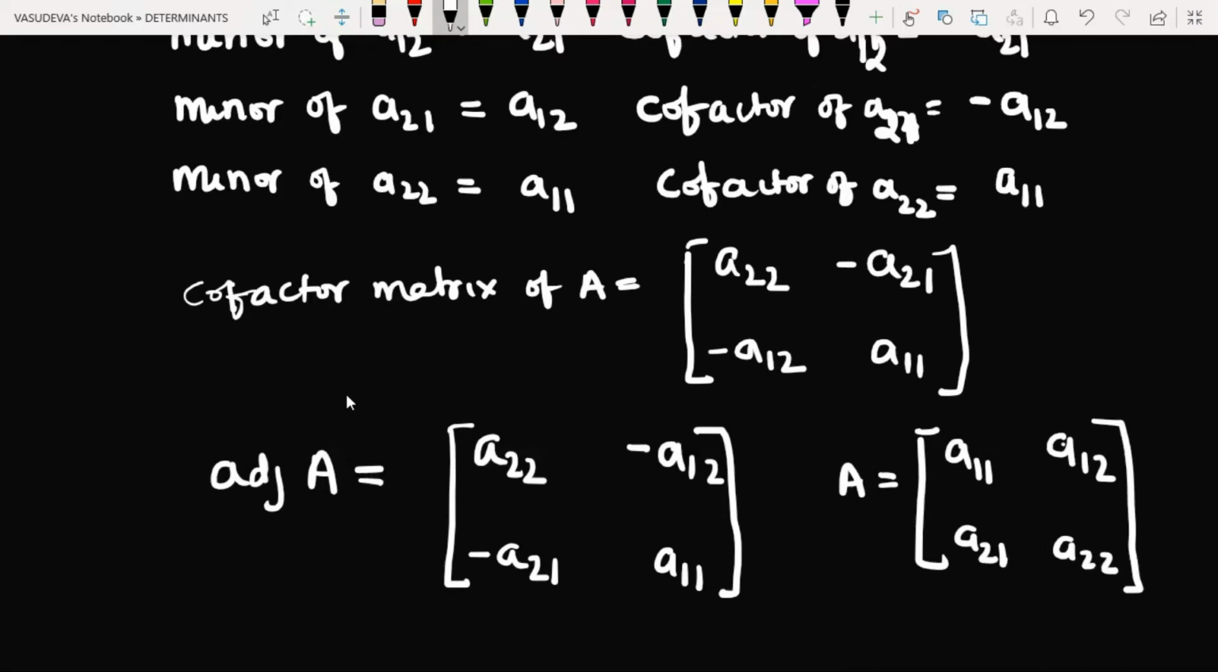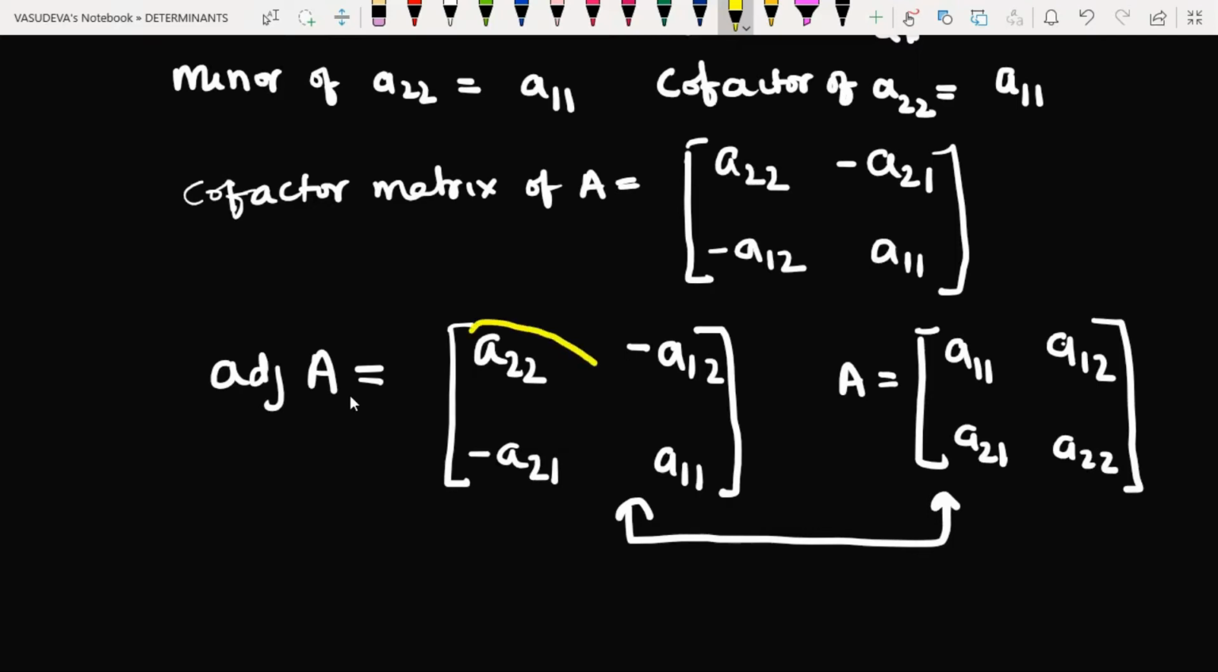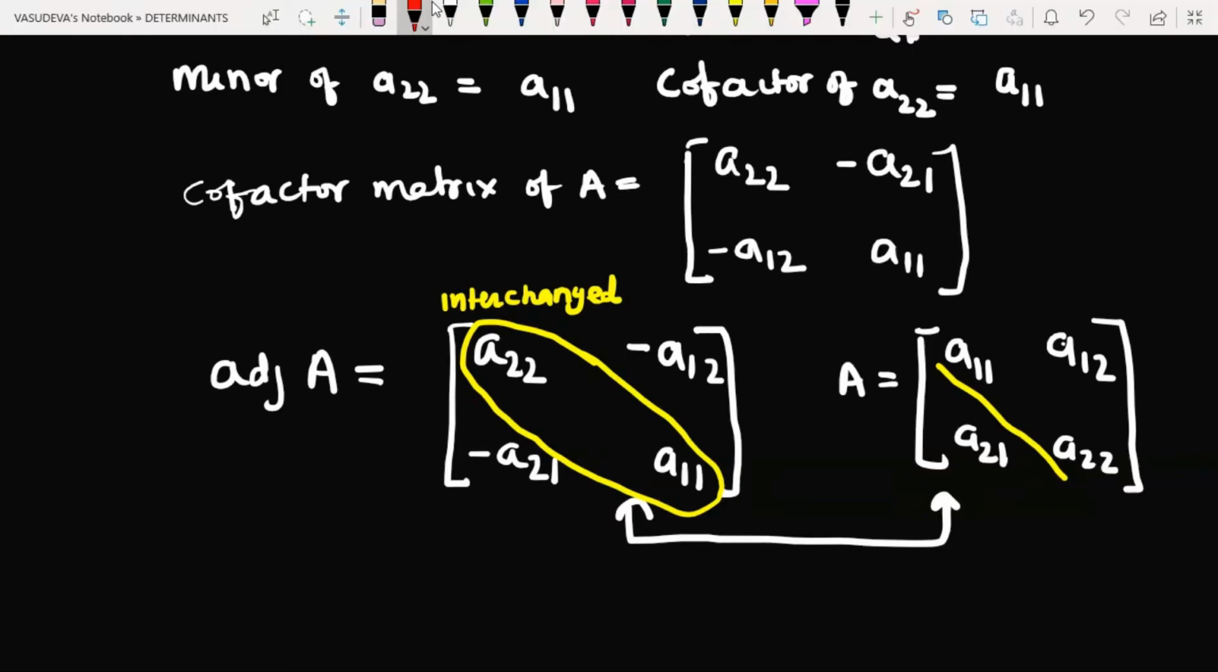We can find the adjoint of the square matrix easily. Just observe and compare these two matrices, adjoint of A and A. In this case we have A22, A11. Observe this, A22, A11. The elements of the principal diagonal here are interchanged. So the elements of the principal diagonal in the adjoint of A are interchanged from the original matrix A. Now, what about the other diagonal? The elements of the other diagonal are the same but change in sign.